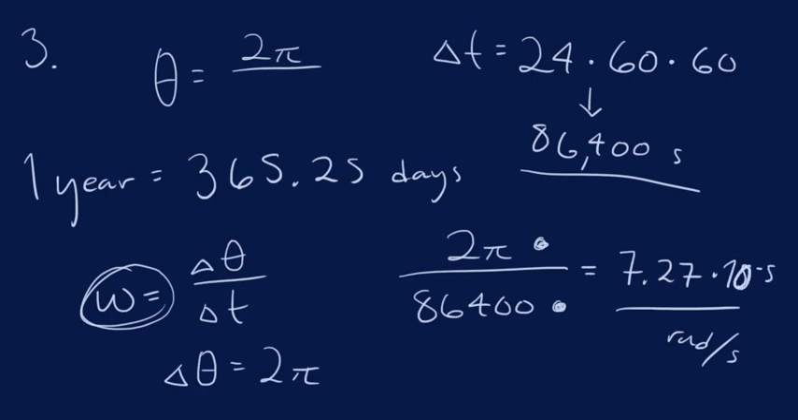And that is in radians per second. So that's our answer to part A, the angular velocity of a daily revolution. Now we want to find part B. So for part B, our delta theta is still going to be 2 pi because we're talking about 1 full revolution, but instead of the Earth revolving around itself, we're going to be talking about the Earth revolving around the sun. So that's a different time period.